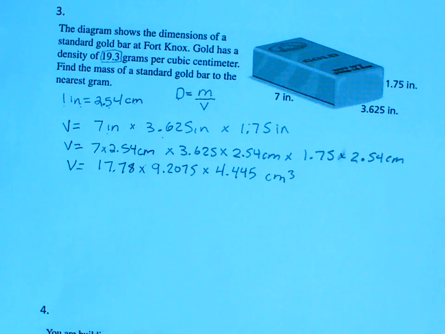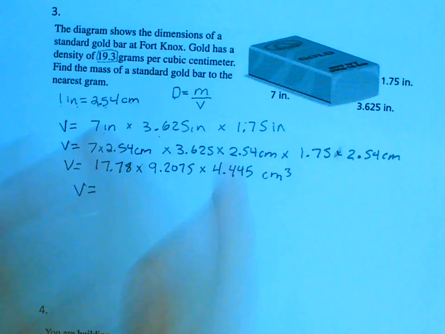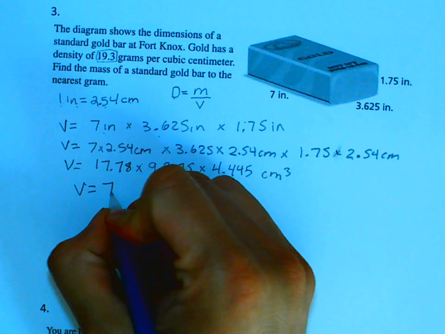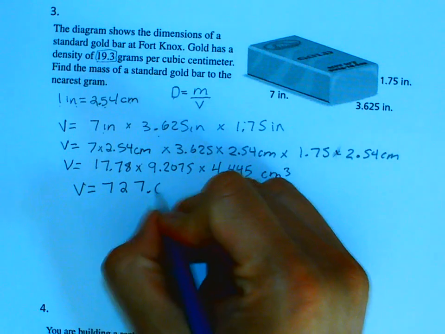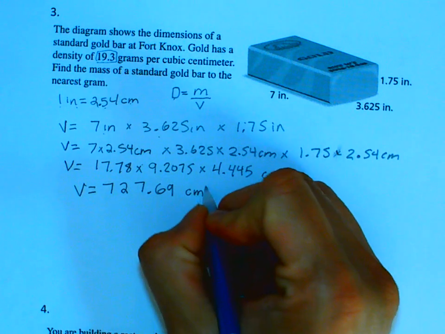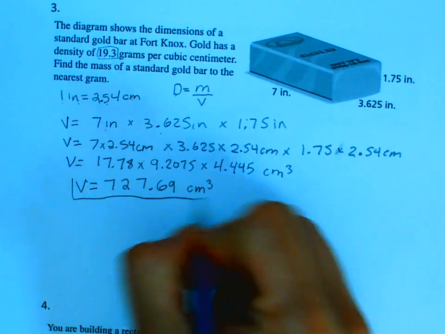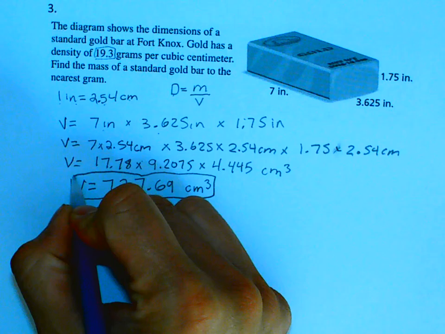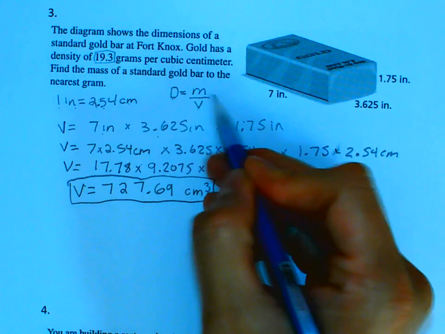All right, so I get this really huge number. I'm going to be doing a little bit of rounding, by the way. So that's going to be 727.69. The difference at the end is not going to be that much because we're going to round to the nearest gram. So centimeters cubed. Now that's the volume. That's not the answer, but that is the volume. That's this one right here. We already know this one. All we got to do is solve for the mass.